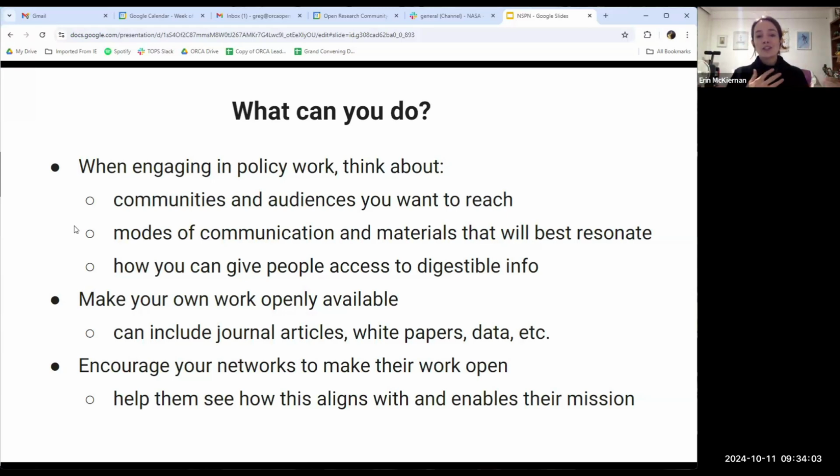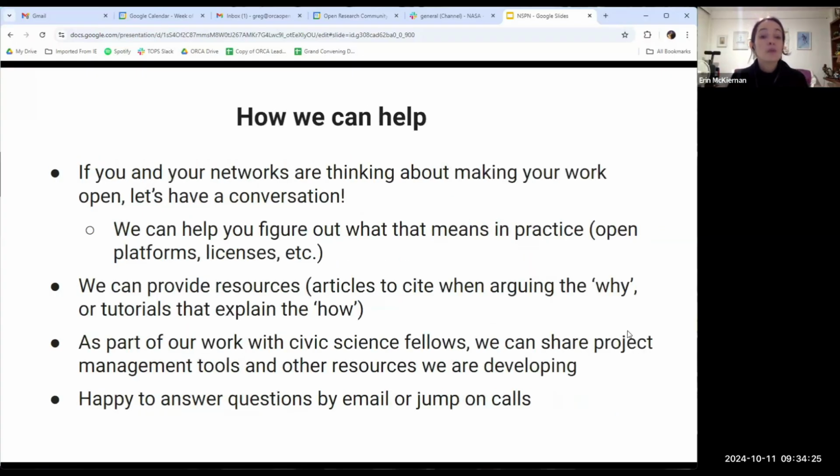And then also encourage your networks to do the same and help them see how this aligns with and enables their mission. I think there really is a strong peer-to-peer component here. It's not just folks coming in top down and saying this is something you need to do, but peers telling peers that this is something that has facilitated their work or enabled key missions, I think is a really powerful message. And how can we help?